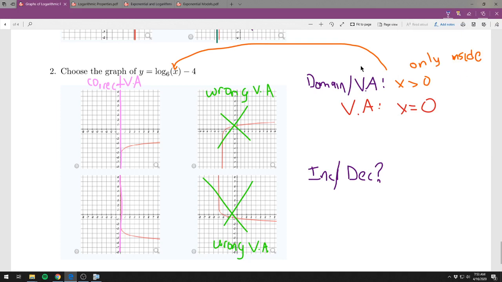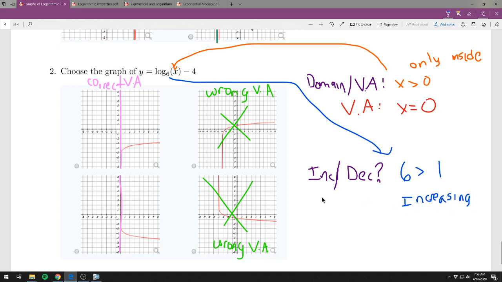So we go to our last thing. Should this be increasing or decreasing? The base is 6, which is bigger than 1. It should be increasing. And which of these two graphs is increasing? The one up here on the top left. All right, so the one on the top left meets both of the standards, and it's the only one that does. So this is the correct one.